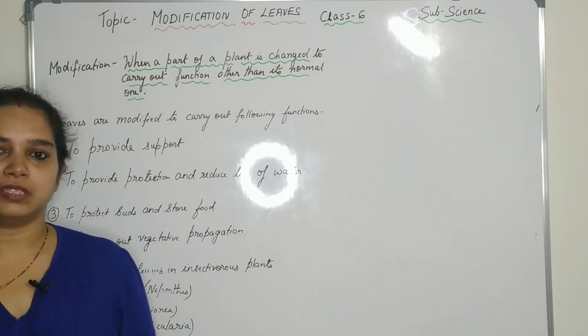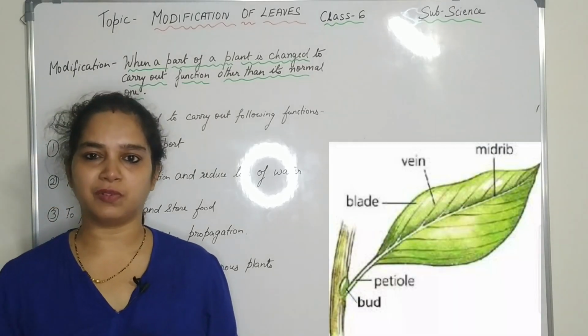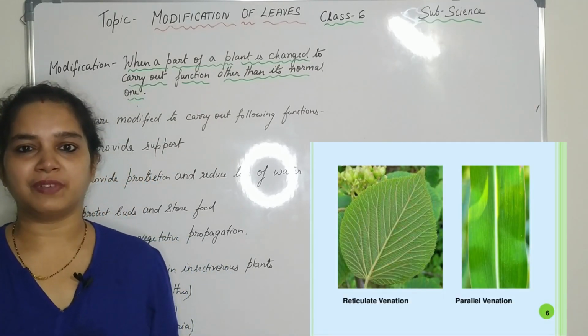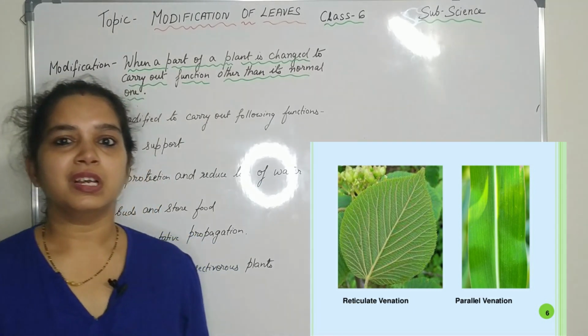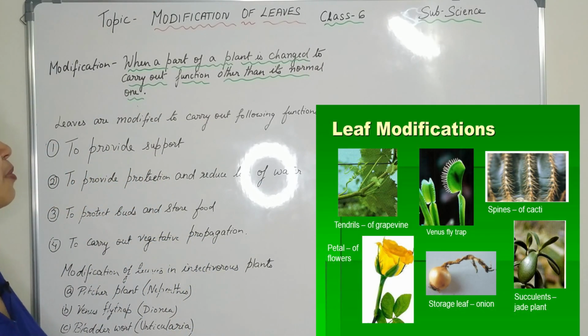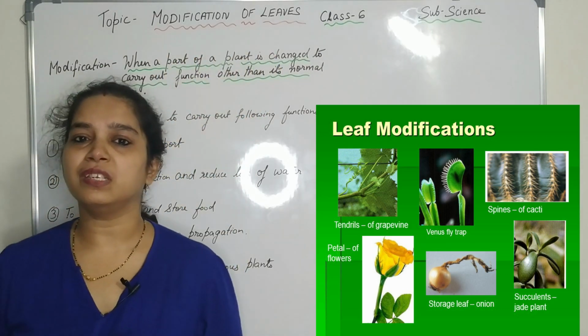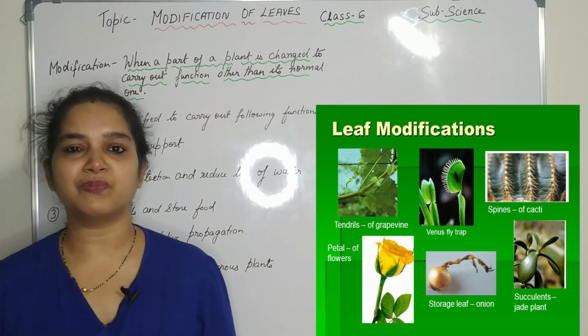Hello my dear students, in the last video we have studied about the types of leaves and the function of the leaf, and also about the parts of the leaf and different kinds of venation in the leaf. Today we are going to discuss the modification of leaves, how the leaves are modified so as to perform different kinds of function.